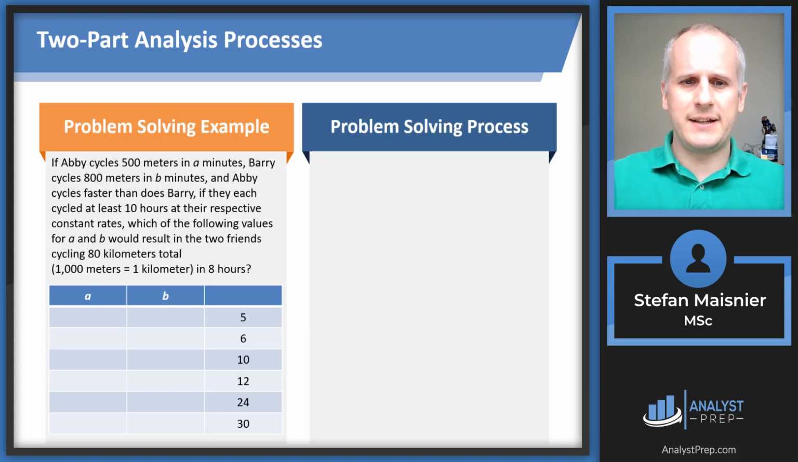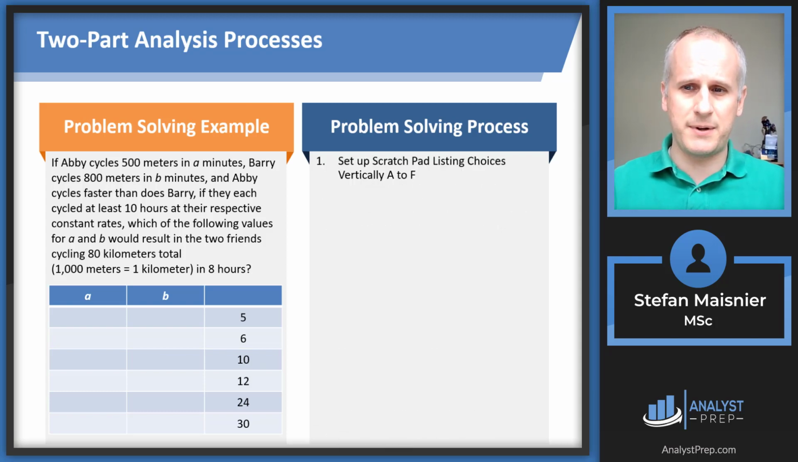So let's take a look at a problem-solving quantitative style example of a two-part analysis question on the integrated reasoning section. We've got an example here on the left where Abby is doing some cycling, and we've got a little table where we'll have to select a couple of options for A and B. Now we're going to ultimately apply the exact same process for problem solving in the quantitative section to this integrated reasoning question. So we're going to start by setting up the scratch pad, listing the choices vertically A to F, so 5, 6, 10, 12, 24, and 30, and you just have A and B over top to keep track of what you're being tasked to seek.